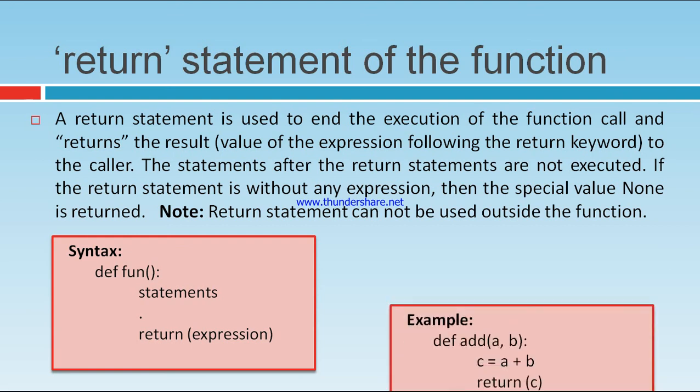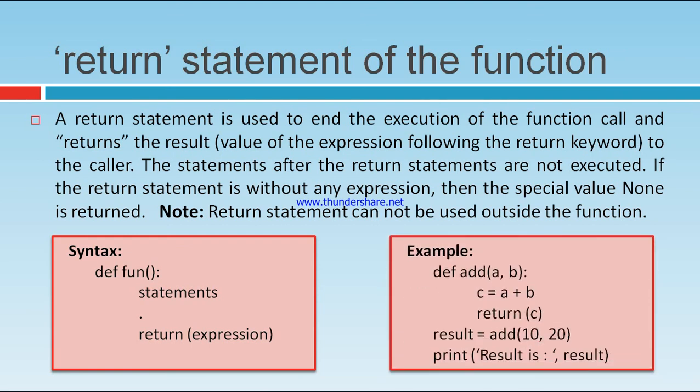Expression means any mathematical equation or any variable's value that you want to return from the function. Just see an example also. Here in this example, def add is a function, and if you want to run this function, it will take 2 input arguments from the calling statement. Here add(a, b) means a and b are the input arguments, the input parameters of the function. If you want to call this add function, you have to supply these 2 values to the function. Right?